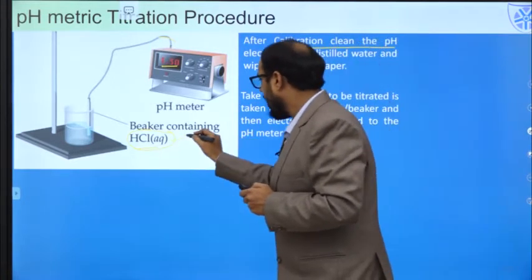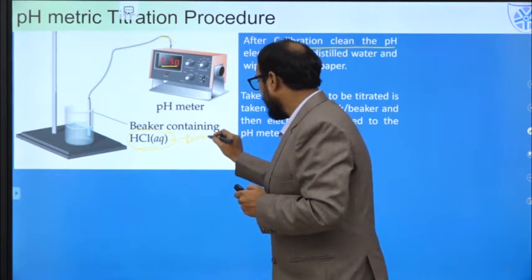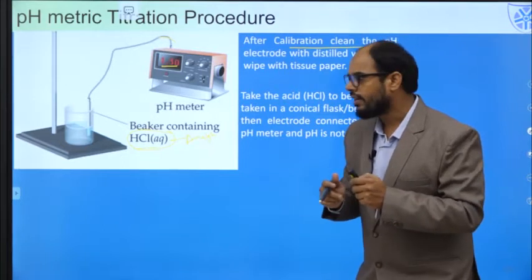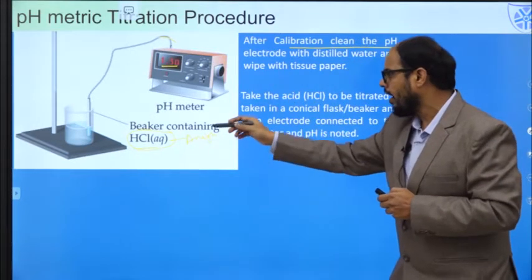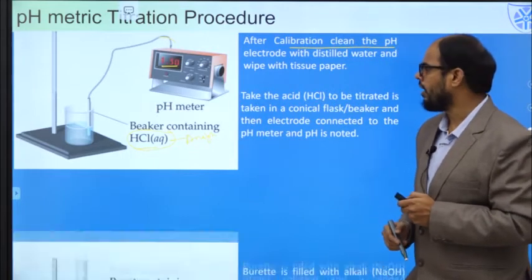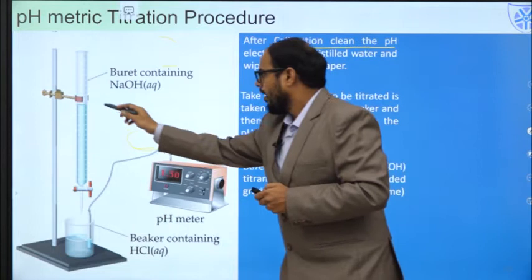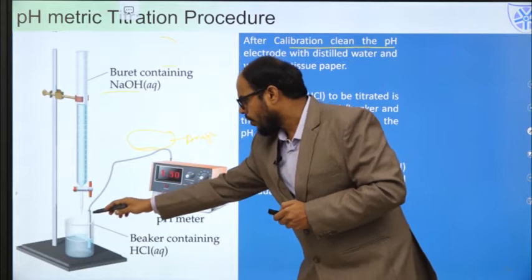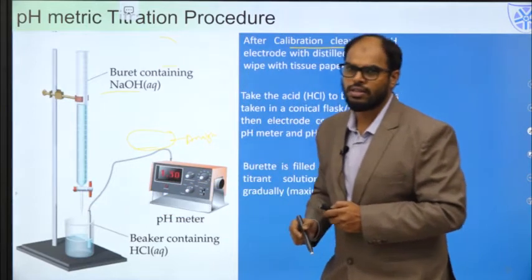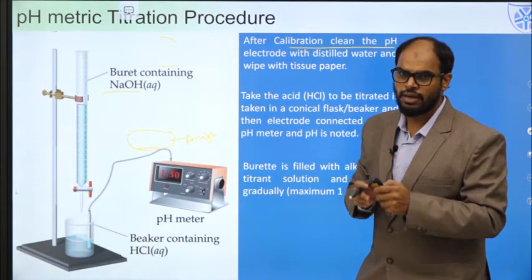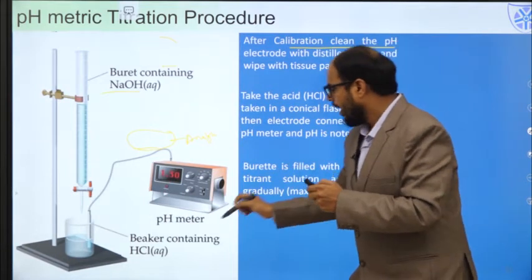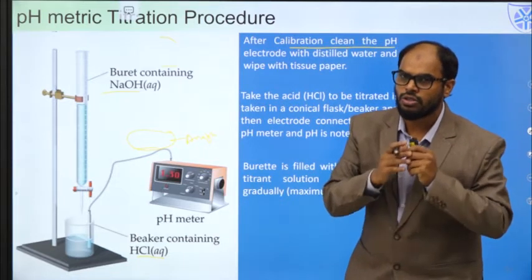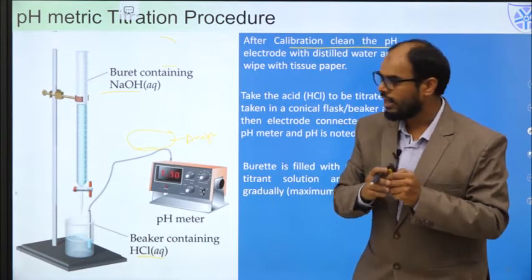Here HCl is the analyte, and we are going to use a strong base, that is sodium hydroxide, as a titrant. Measure the pH value of the unknown HCl solution. We fix sodium hydroxide in a burette, and we keep on adding sodium hydroxide drop by drop to this analyte. So sodium hydroxide is the titrant, and HCl is the analyte whose concentration, or normality, or strength has to be determined at the end of the experiment.